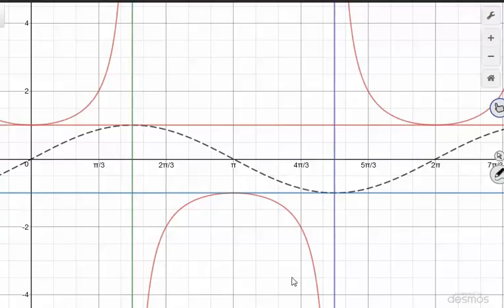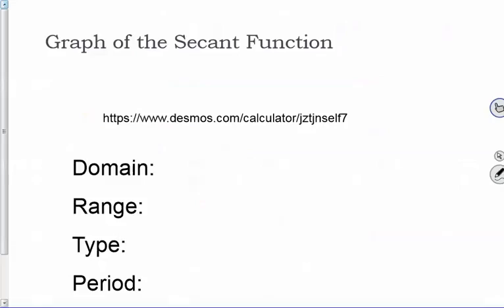So let's see if we can polish this up. The domain of the secant function, if you really want to be true about it, is all reals except odd multiples of pi over 2, right?